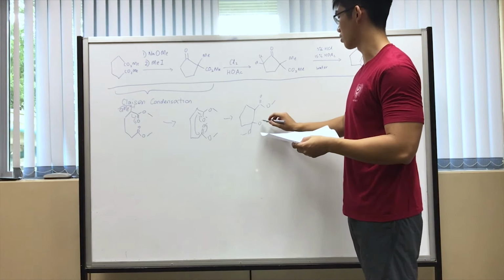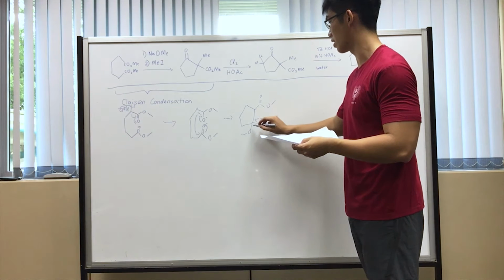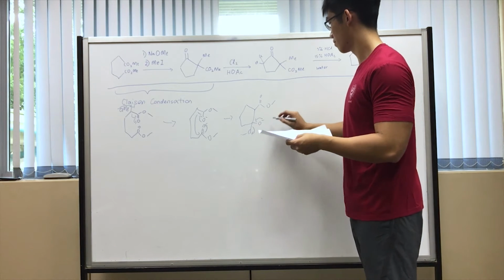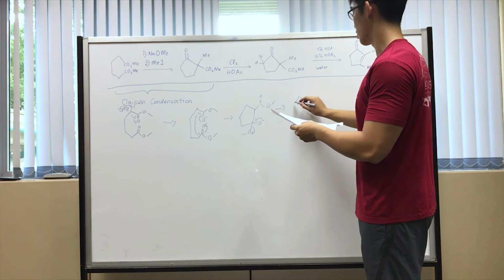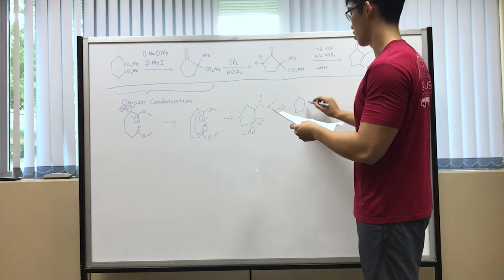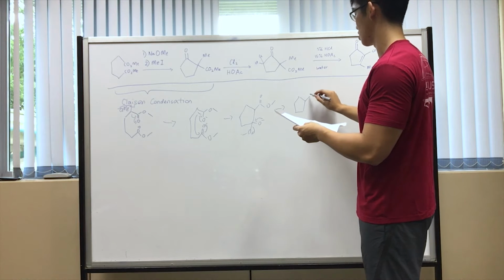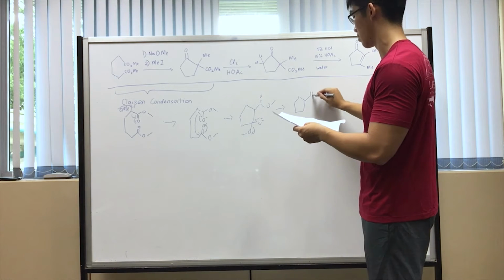Afterwards, the negative charge on the oxygen will go back to this carbon and it will kick out our alcohol group. And this will bring us to our next product, which is the starting reactant for the next part of the reaction, which is actually our alkylation of the alpha carbon.